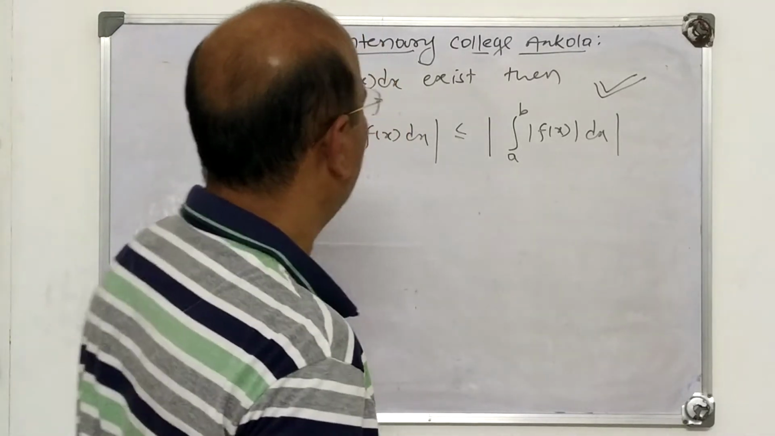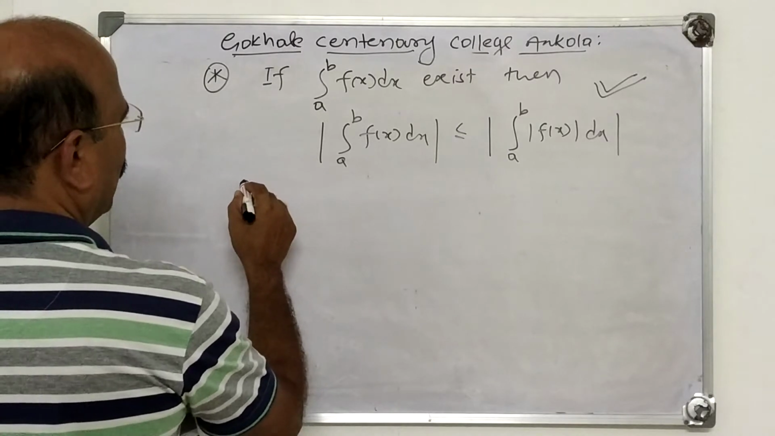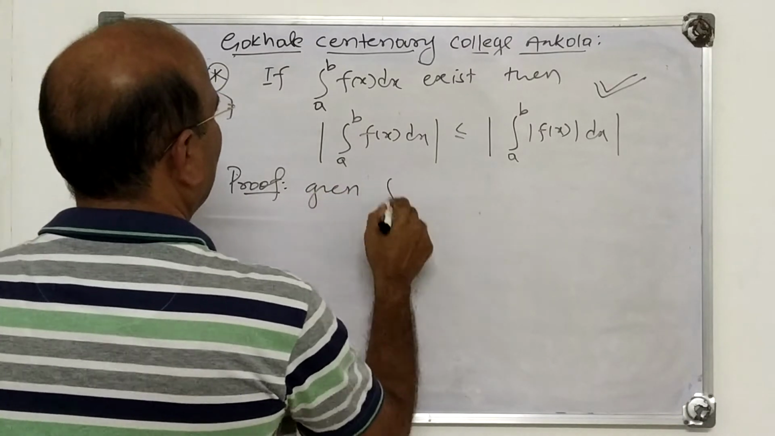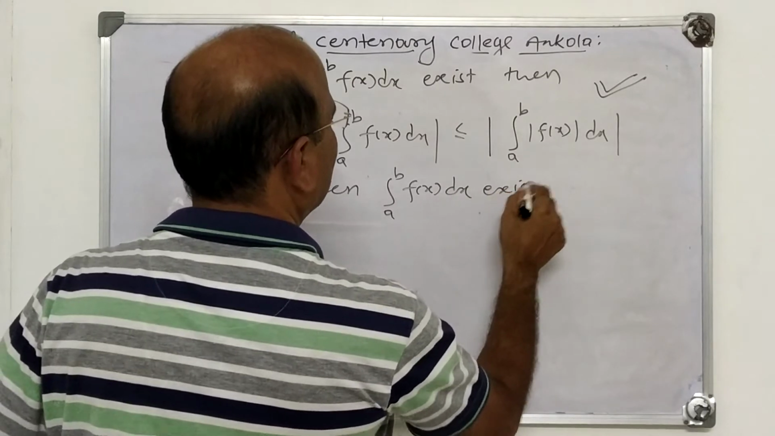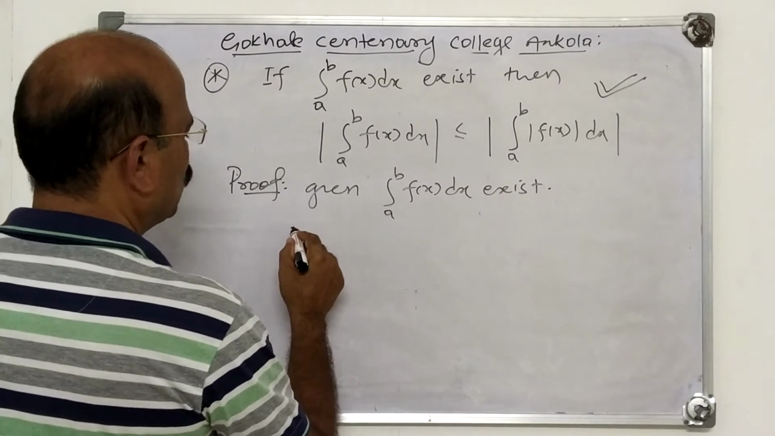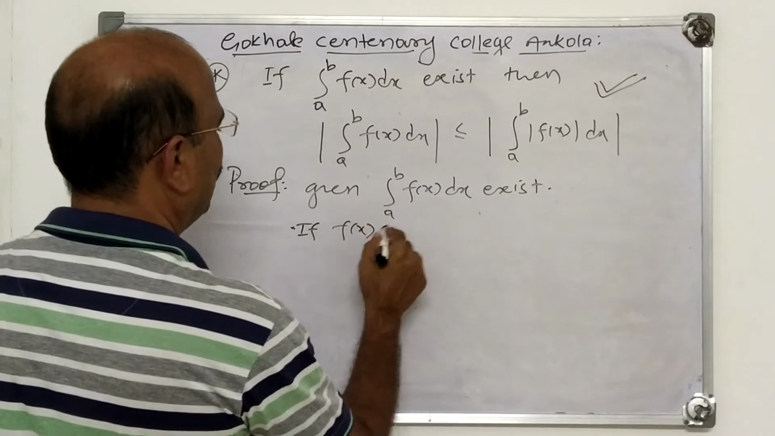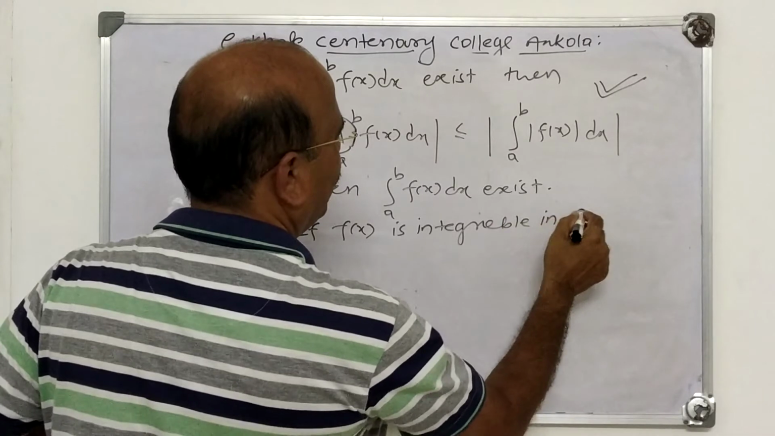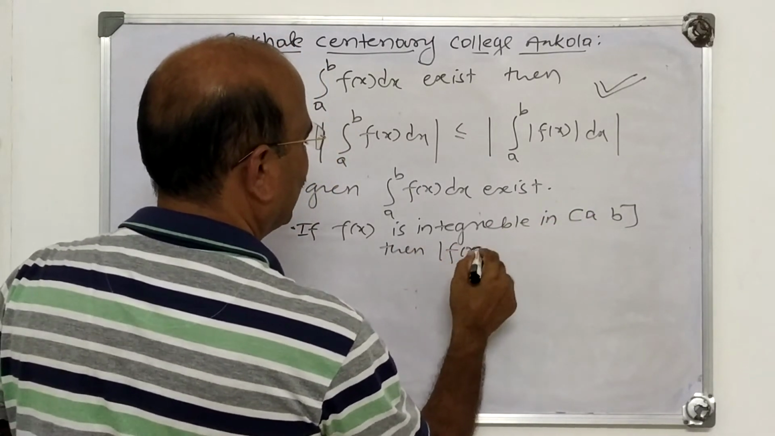Now to prove this, what is given? It is given that integral a to b f(x) dx exists. That means f(x) is bounded and integrable on the closed interval [a, b]. And we have studied this: if f(x) is integrable in [a, b], then mod f(x) is also integrable.